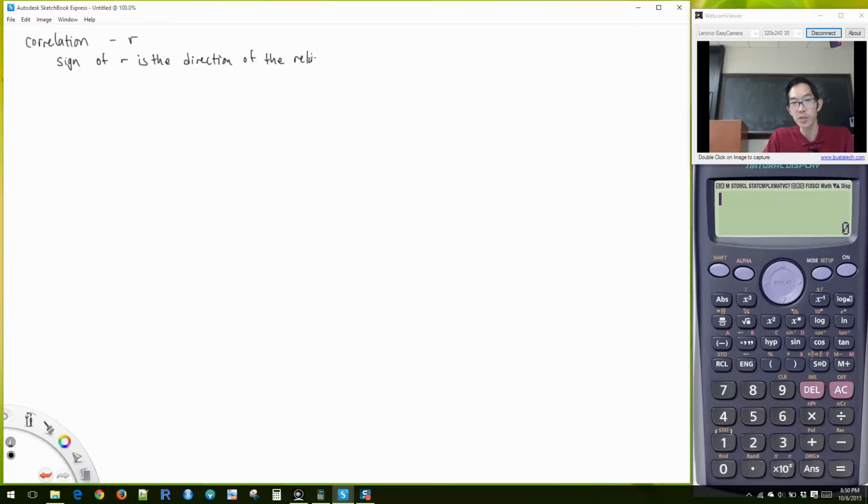This should already be in your notes. The sign is the direction of the relationship, and the magnitude of R describes the strength of the relationship. And again, R only makes sense for linear relationships.